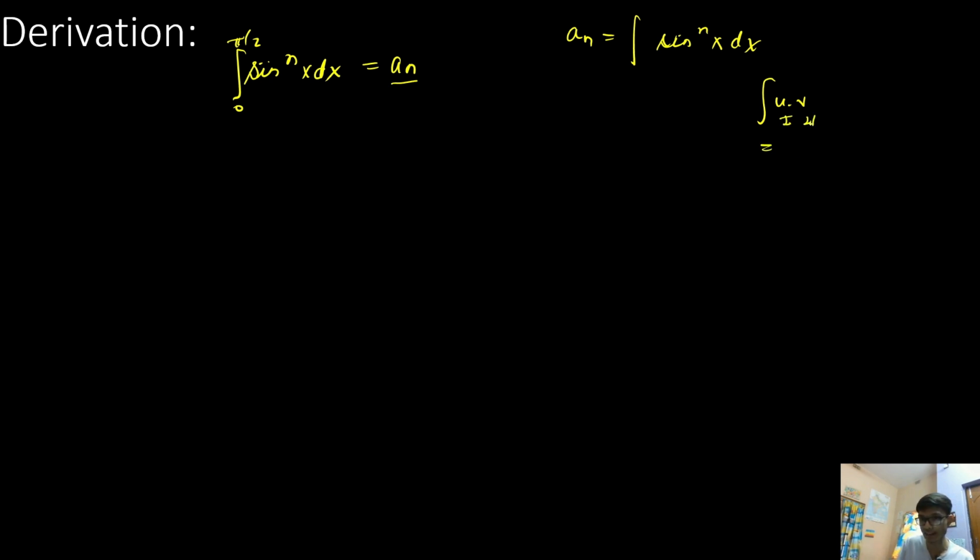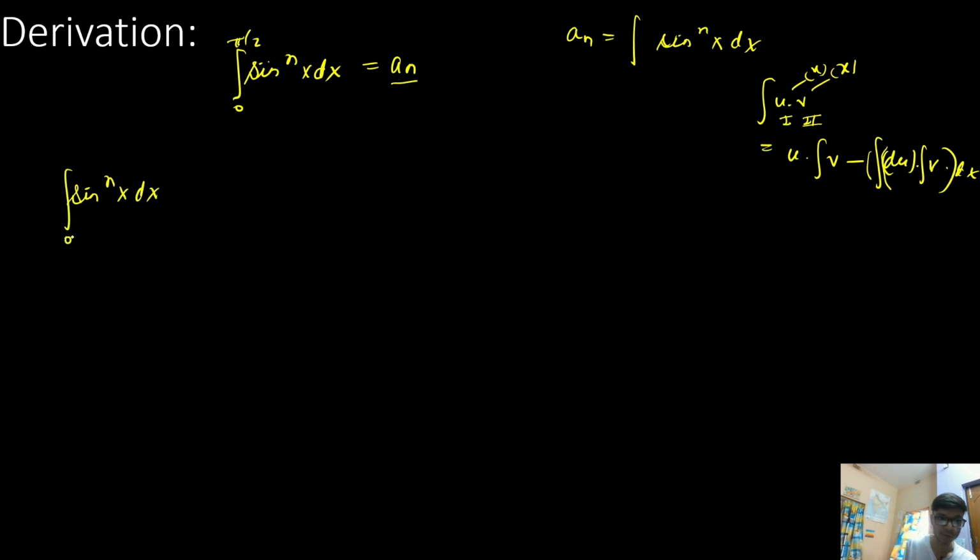So if this is the first function and this is the second function, you know it is u into integration of the second function minus differentiation of the first function into integration of the second function, and then again putting the limit, dx. So if u and v both are functions of x, now based on this, if we take this indefinite integral, sin to the power n x dx, and try to solve without limit, then we can expand this as sin x into sin to the power n minus 1 x dx integration.